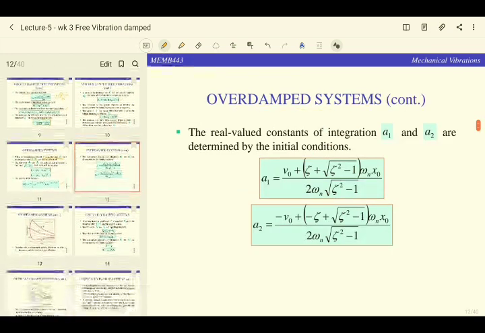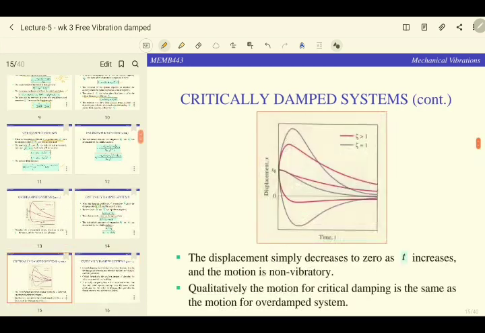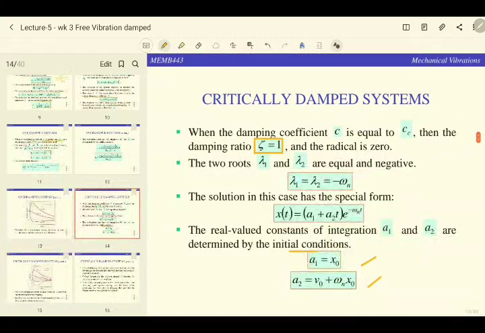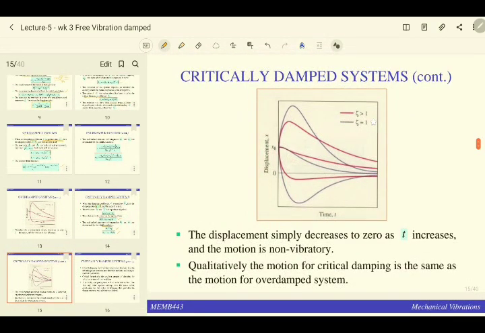If zeta is equal to 1, then you would have a different equation. Given the initial condition values, you can calculate the solution from the equation. This is what we call the critically damped system. So more than 1 is overdamped, equal to 1 is critically damped. This is the comparison. What happens if it's equal to 1?